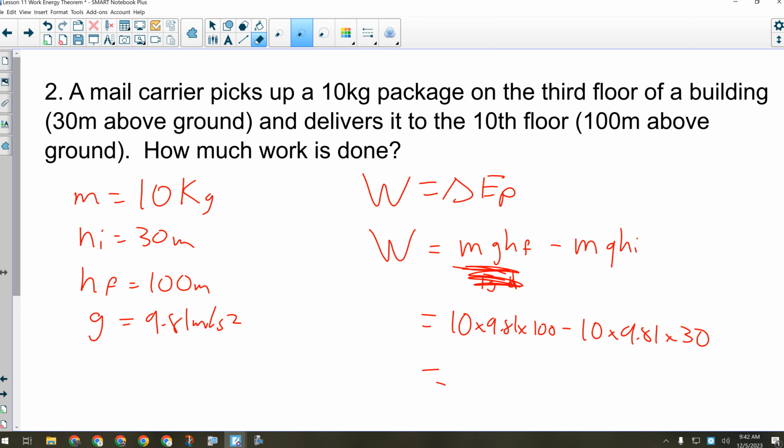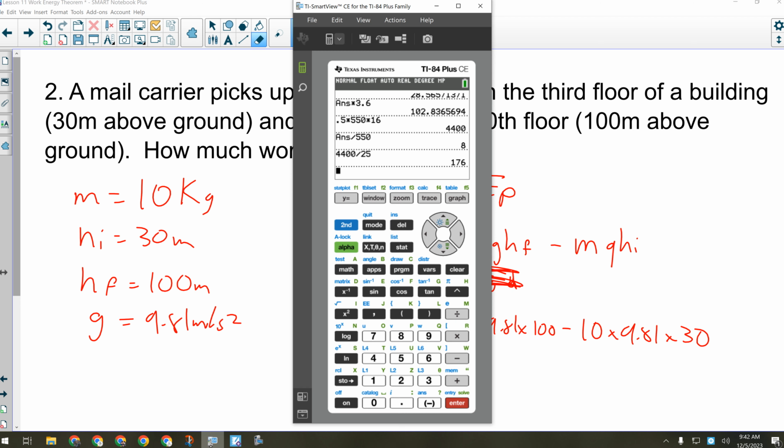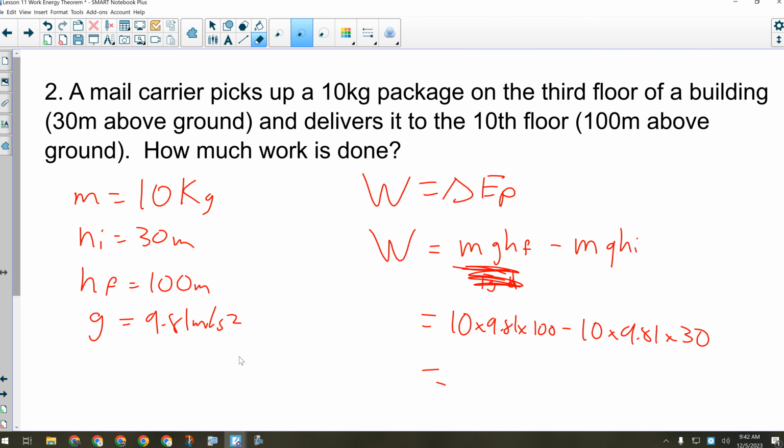All right. So, 10 times 9.81 times 100 minus 10 times 9.81 times 30. Whoops, I missed a 0. Okay, so this person did 6,867 joules worth of work. We only have two significant digits there, so it'd be 6.9 times 10 to the 3. But we'll just write 6867.